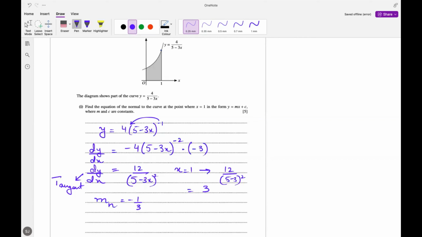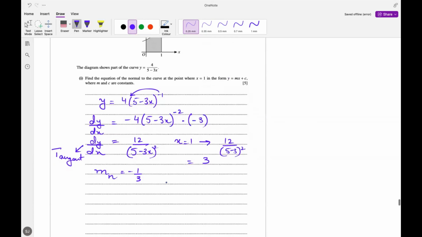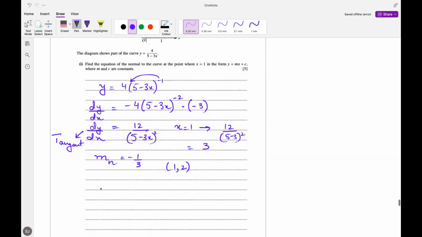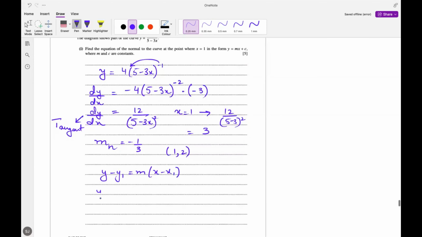A point on the curve, so we know that this value of x is 1. So substituting x equals 1 into the equation, we'll get y equals 4 upon 5 minus 3. So this will become 4 upon 2, which equals 2. So we have a point on the curve which is (1, 2). To find the equation, we'll use y minus y1 equals m into x minus x1. So the value of y is 2. The gradient is negative 1 upon 3 into x minus 1.